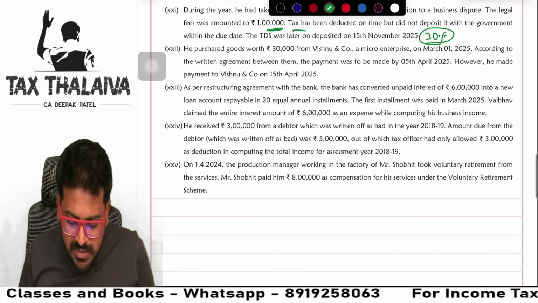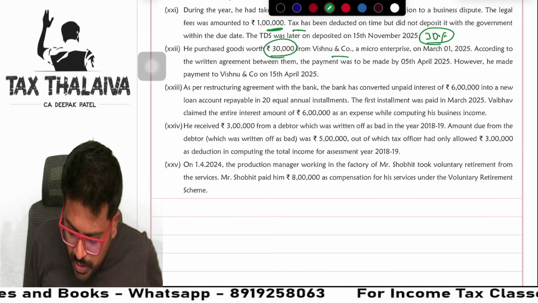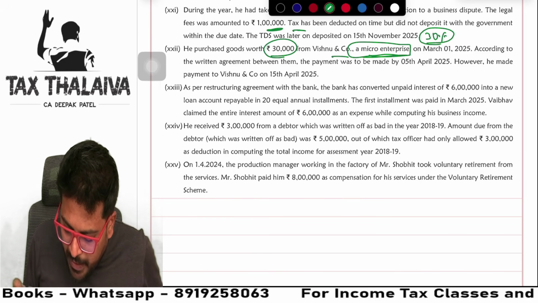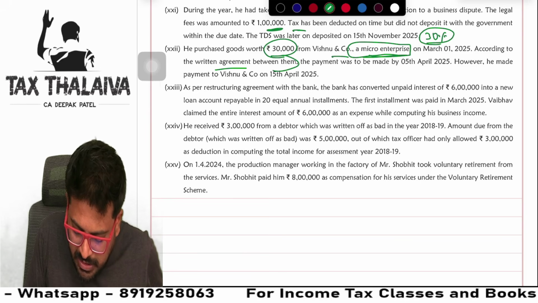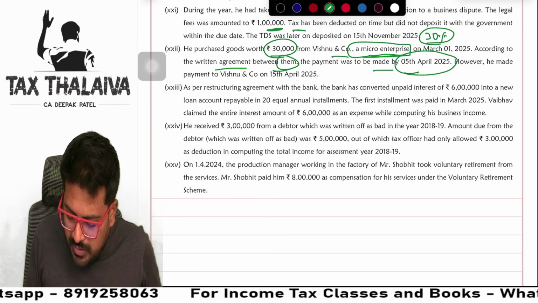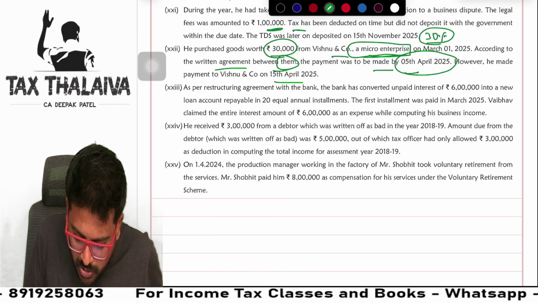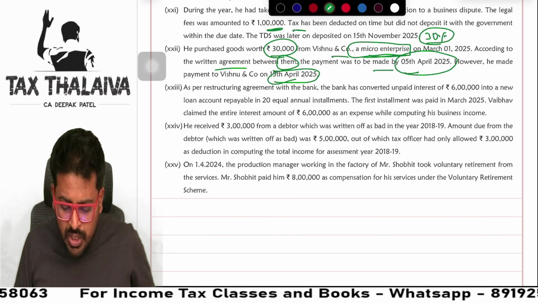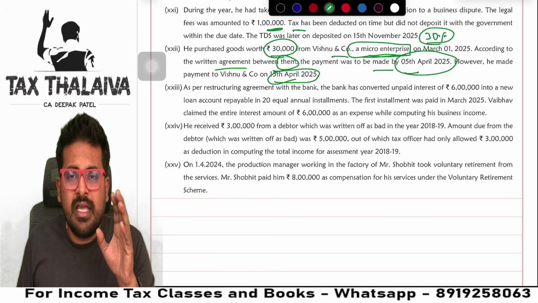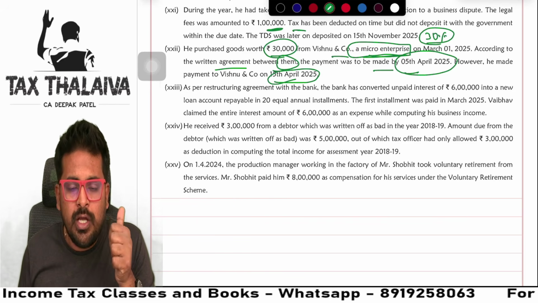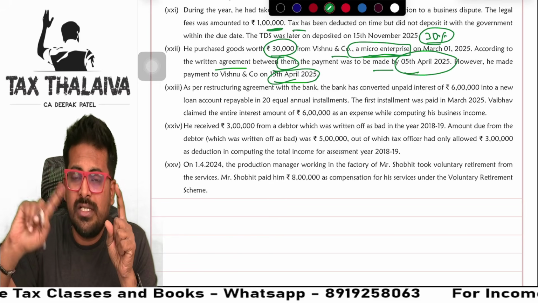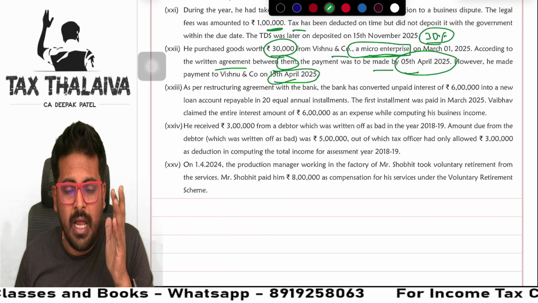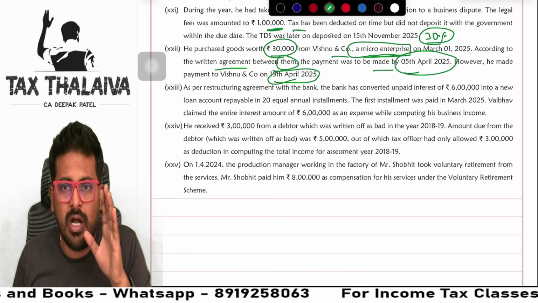Next, he purchased goods worth 30,000 from Vishnu and Co., a micro enterprise. According to the written agreement between them, payment was to be made by 5th April. However, he made the payment on 15th April. Guys, remember one thing. In case of payment being made to micro and small enterprises, macro is not a small MSME, macro enterprises are not covered here.